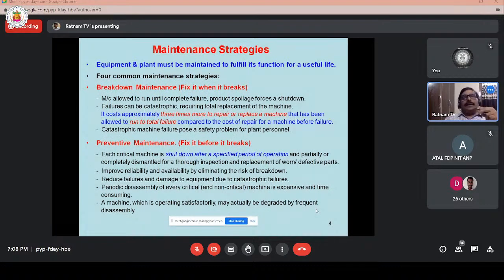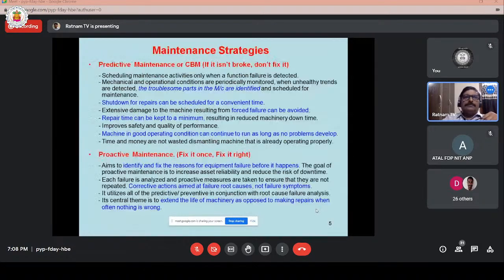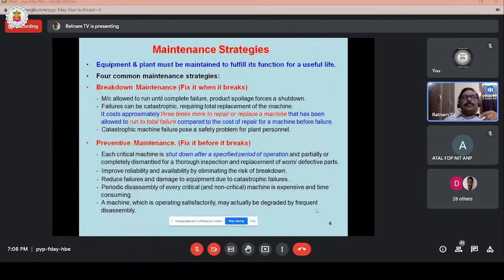There are four common maintenance strategies followed in industry as well as in our naval environment. Breakdown maintenance, also called reactive maintenance or run to failure. It is fix it when it breaks. You run the machine and continuously allow it to run completely till it fails.